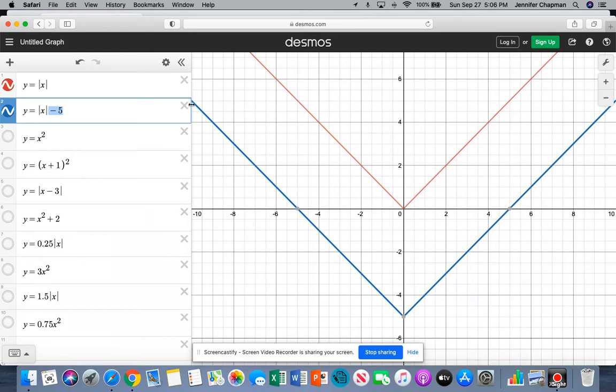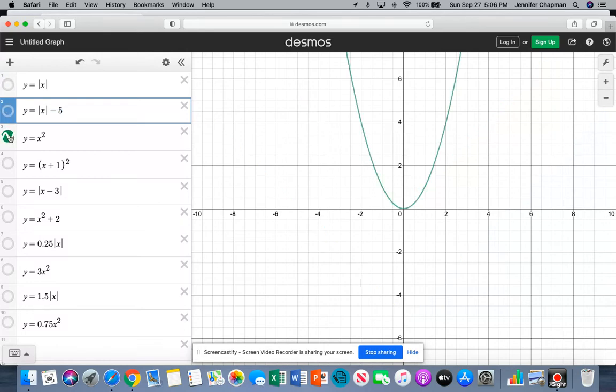All right, move on to 19. g of x equals parentheses x plus 1, and then outside the parentheses it's squared. So here's my parent function, because it's x squared. Here's my transformed function. Green is the parent, purple is the transformed. You could see what happened.